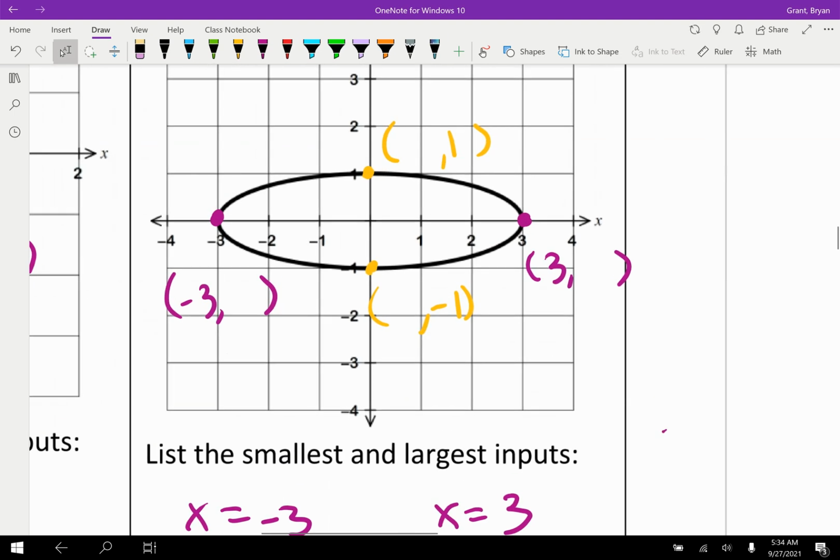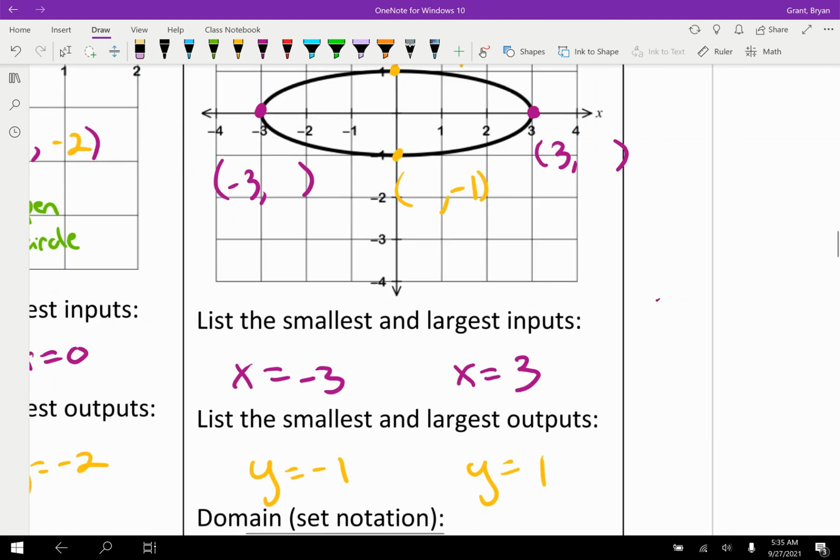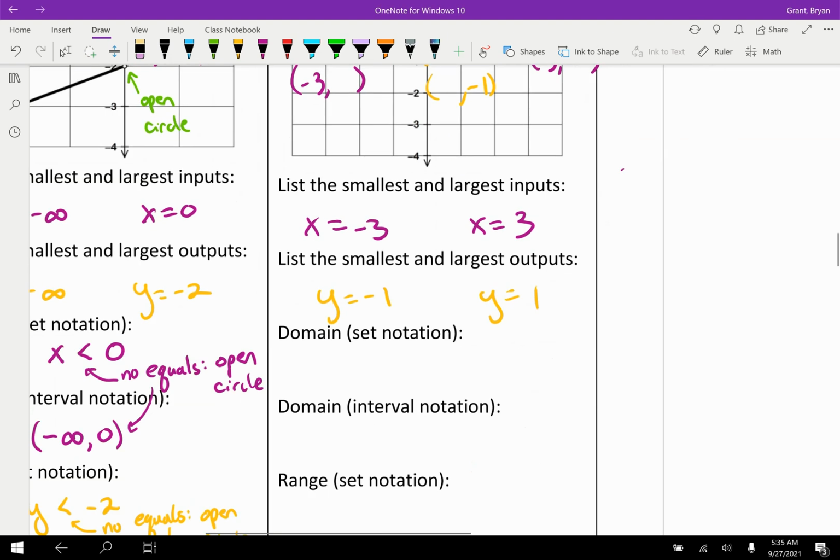Notice I put in closed circles here. If you don't see an open circle or a gap, then we always assume that the points are closed. So you could put any sort of closed circles along this function. So we have these closed circles moving along here. Okay, this one's actually a little bit easier than what we've done before.